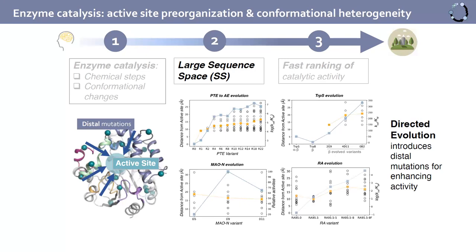Here I just put some examples of different directed evolution campaigns in which they introduce mutations, and most of them are quite far away from the active site, which is nice. So in a way, it's telling us that proteins have this allosteric communication, and that distal sites can impact all the way the catalytic pocket.